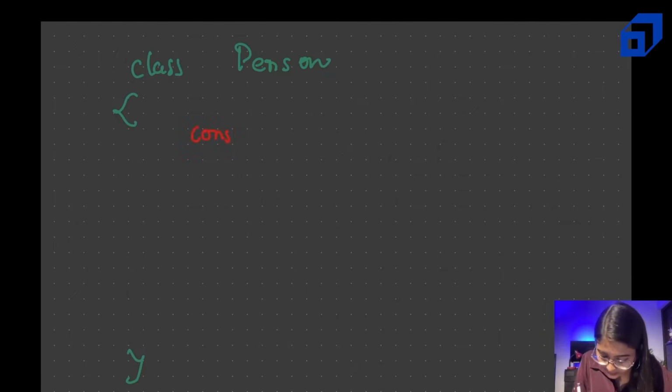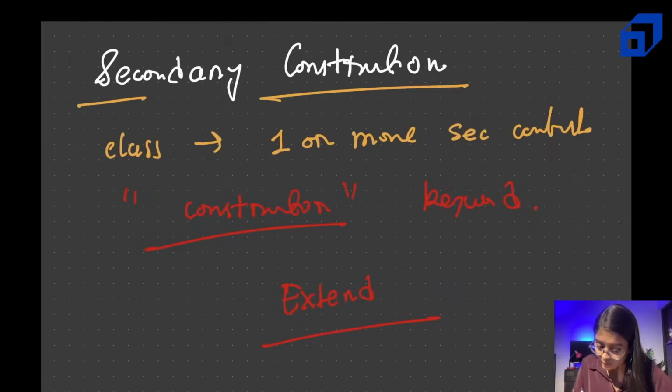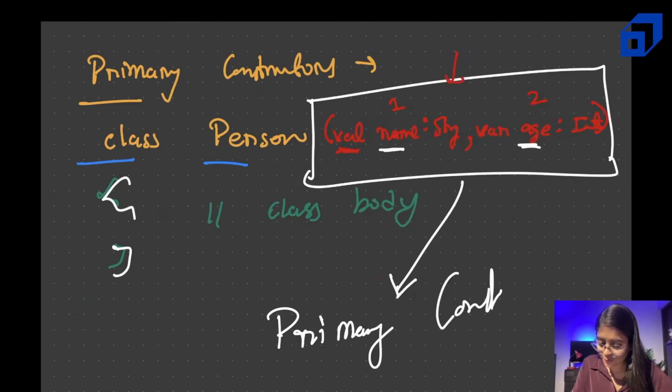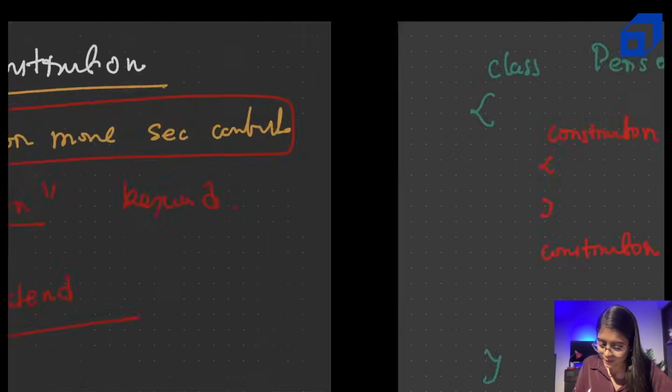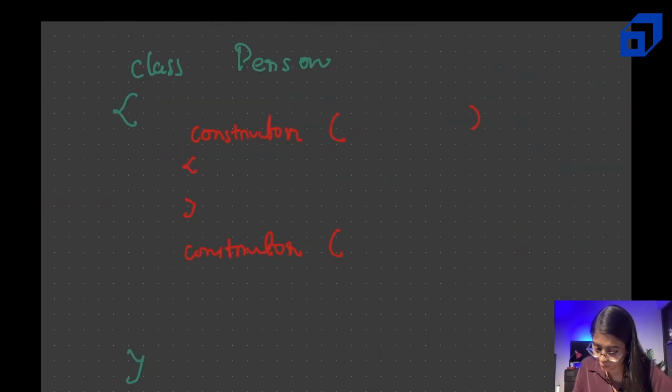So I will write constructor, and after that I will simply pass on the parameters which I need in here. And the beauty of secondary constructor is you can have multiple constructors. You can have one or more. As I said here, you can have one or more secondary constructors. In primary, we have to pass stuff here only, right? So in this case, you can have one or more.